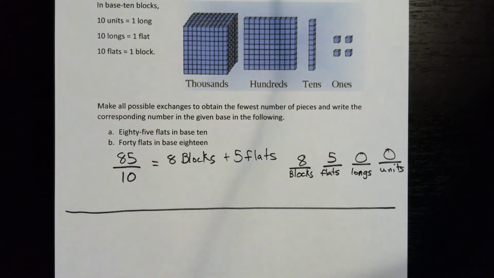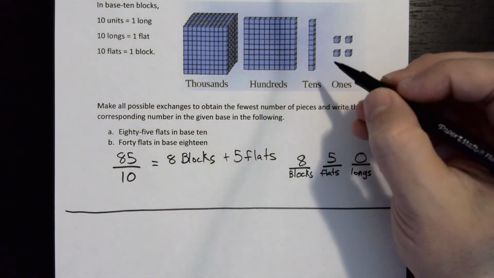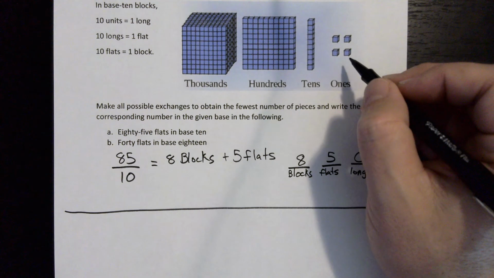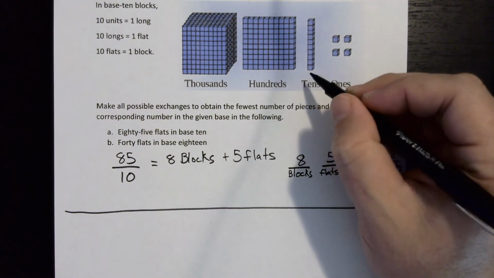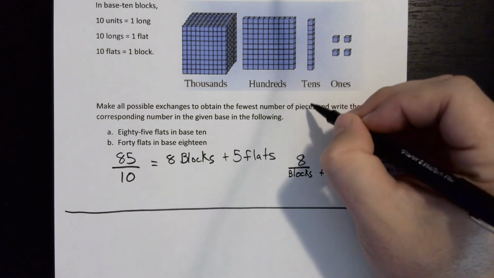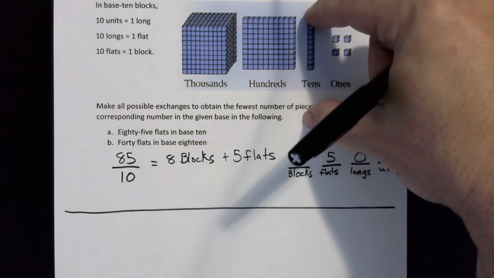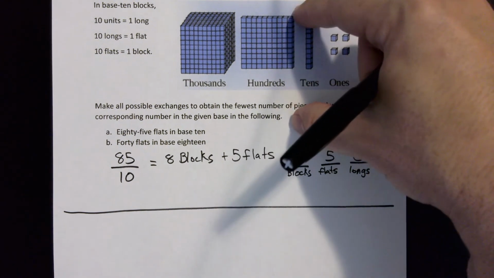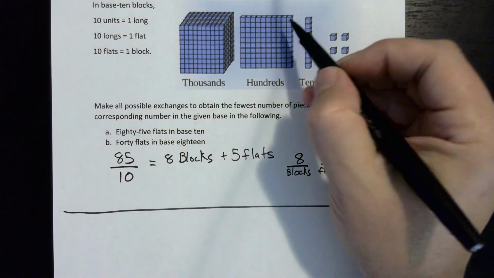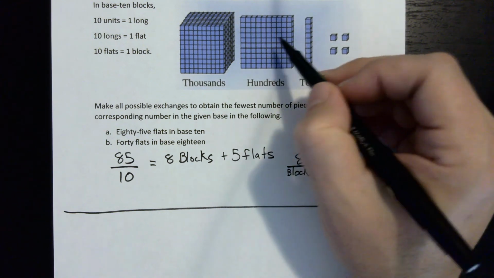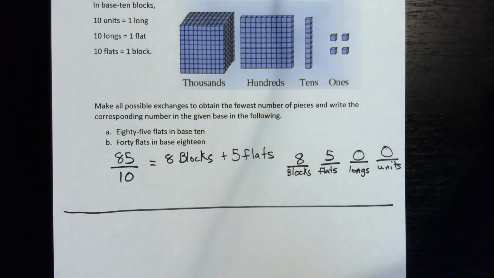Okay, so for the second problem, it says we have 40 flats, but this time we're in base 18. So base 18, you can think of these manipulatives up here. Okay, so it's going to take 18 of these units to now make up a long. So think of this as being much longer now. Okay, so it's like this long, and 18 of these stacked up next to each other will make a flat. Okay, and then 18 flats stacked up next to each other will make a block.